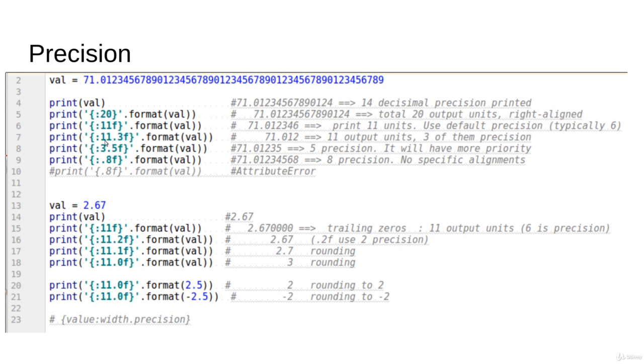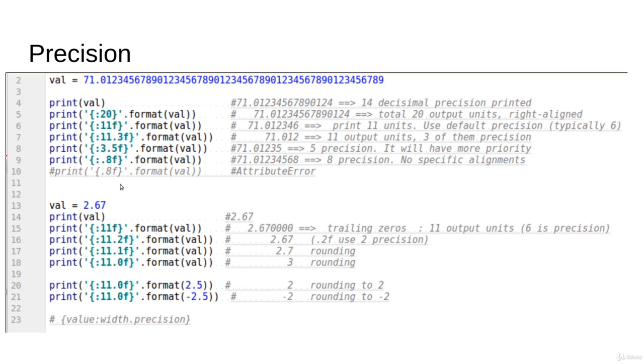So we are going to print 11 output units. 3 of them will be precision. So here is a total of 11 output units, and 3 of them are for the precision only. Another example, I used here 3.5F. The problem here is the number of output units is less than the number of precision. Here we printed 11 output units, 3 of them precision. But here the output units is less than the precision itself. In this case, Python will give more priority to precision. So actually what is going to happen is the precision of 5, all of them will be printed.